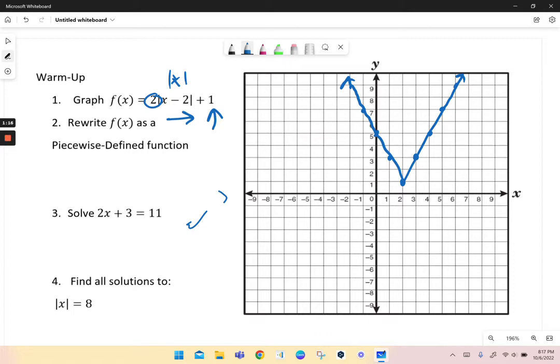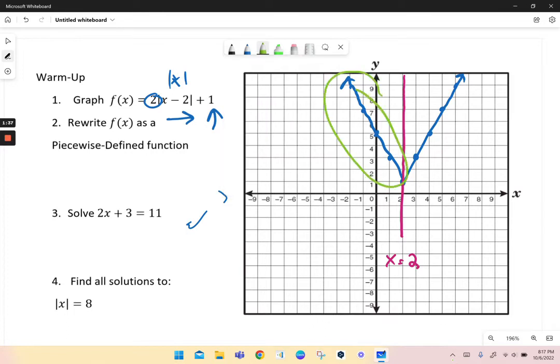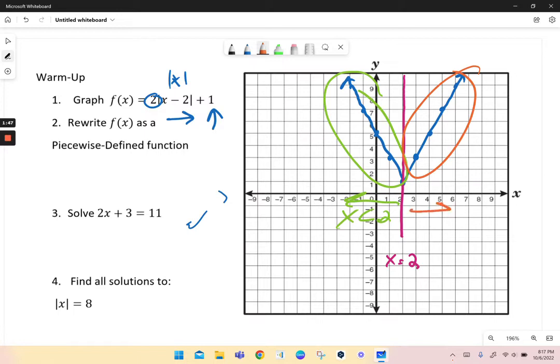And so go ahead and try on your own just for a minute to see how you can do on that. And hopefully you know that we want to break it right here. This is where x is equal to 2. And we're going to have one piece to the left of 2 right here. This is where x is less than 2. And then we're going to have another piece to the right. This piece is where x is greater than 2. And we need to come up with equations for each of them.